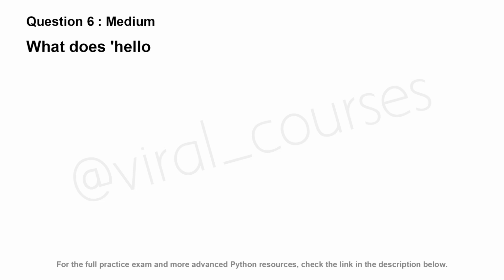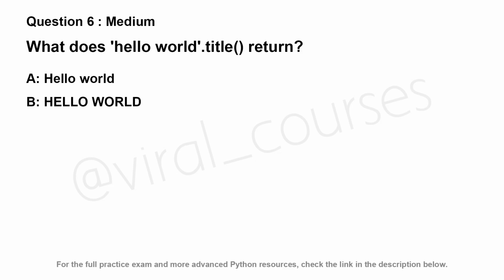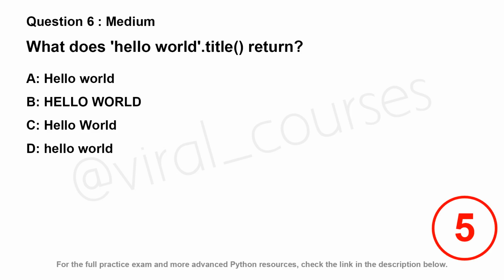What does 'hello world'.title() return? Option A, hello world. Option B, Hello world. Option C, Hello World. Option D, HELLO WORLD.